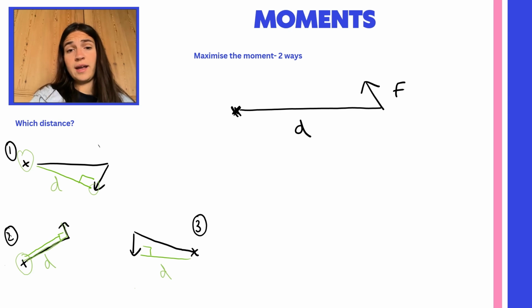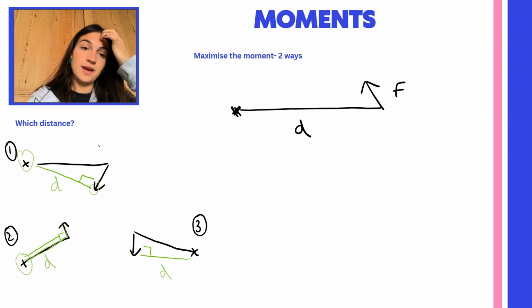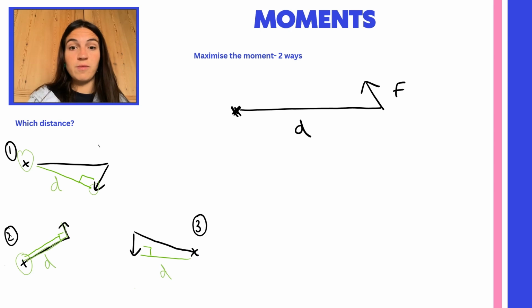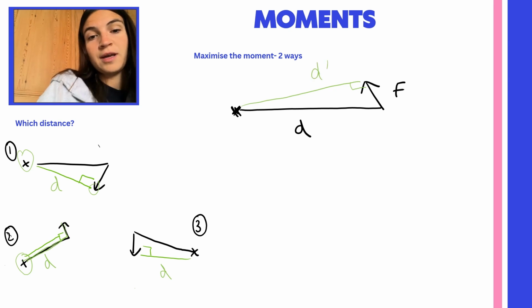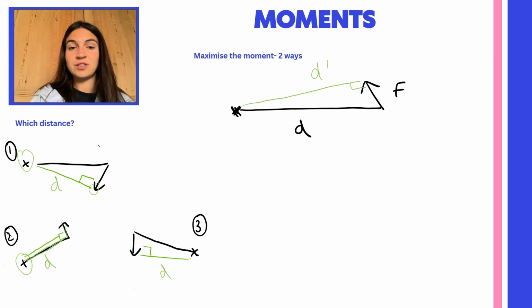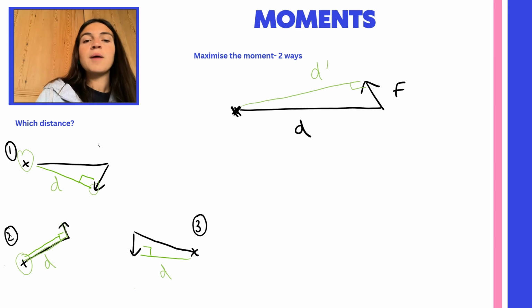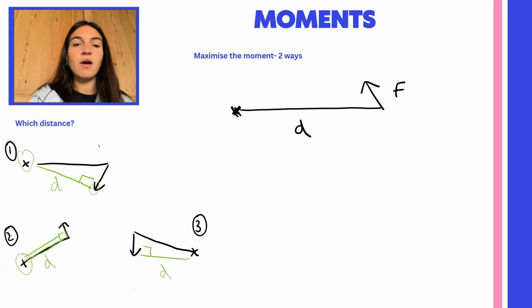Okay, next part here, you've got a question where you've got a force and distance like that. So the force is not perpendicular to the distance that is given here. So if I wanted to find the moment, I wouldn't be able to multiply those two things together. I would have to multiply the force by my distance d dash there, which is perpendicular to my force. But that's not what my question is asking here. My question is asking, how can I maximize the moment? And to give me two ways.